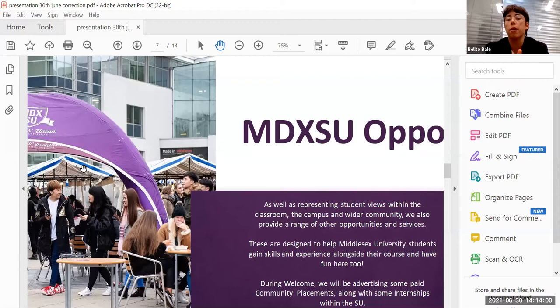We also run community placements. They go on every term, and Welcome, which is in September when you arrive, is when we advertise them. There'll normally be about 10 different positions working in different charities and local organisations across the borough. And I think you can all work them online or in person this year.